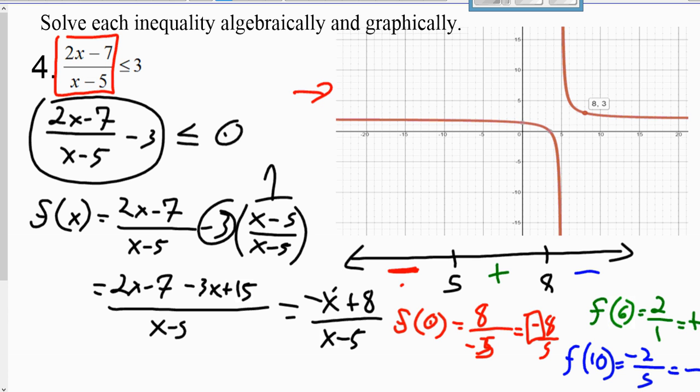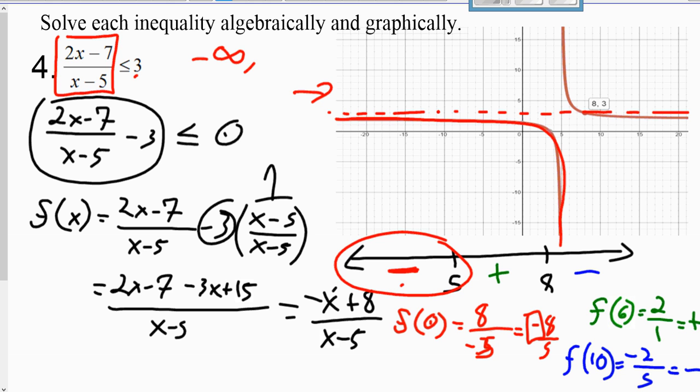So I want to know when it's less than 3. So if I think, here's my, when y equals 3. So when is it less than 3? Well, I can see it's on the interval here. And that's represented here. So from negative infinity to 5, and it is a closed bracket because I am inclusive, and at negative infinity is always open.